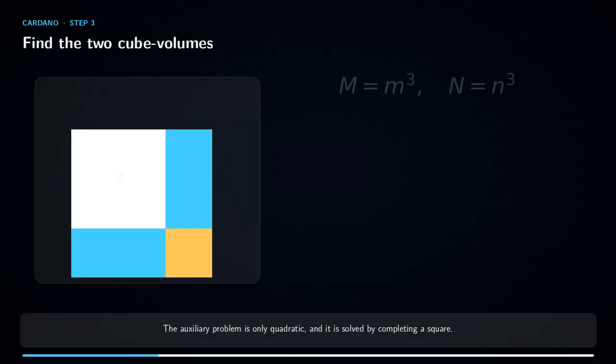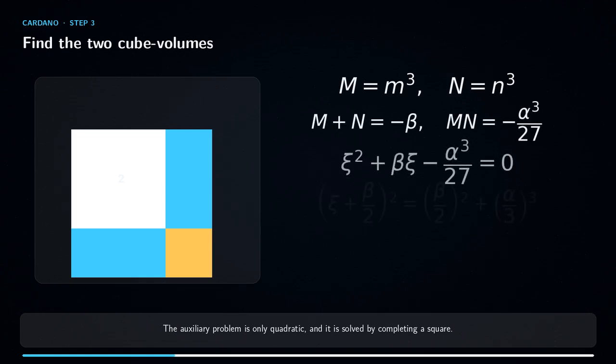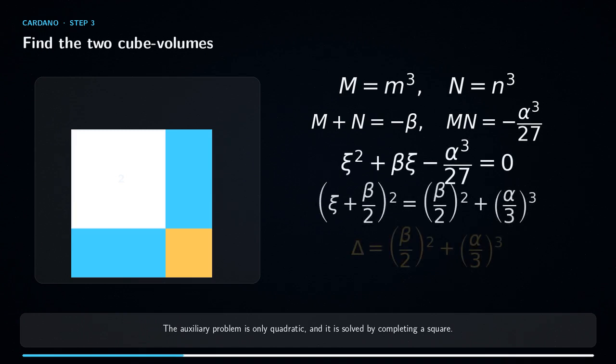Let capital M equal m cubed and capital N equal n cubed. Their sum is minus b alpha. Their product is mn cubed, which equals minus a alpha cubed over 27. So either cube volume satisfies a quadratic: K squared plus b alpha K minus a alpha cubed over 27 equals 0.